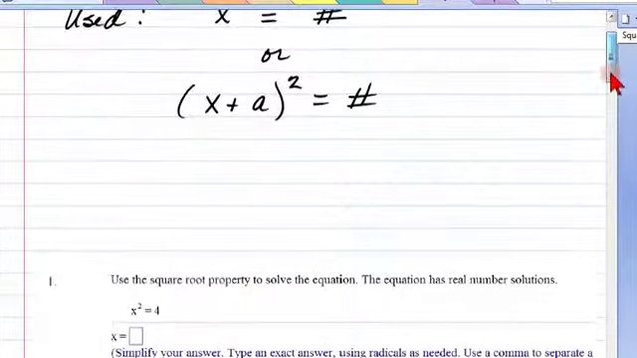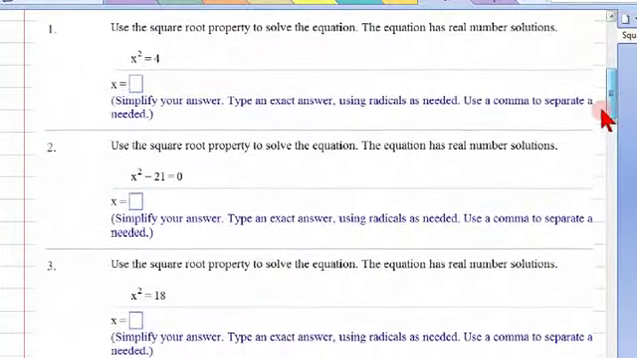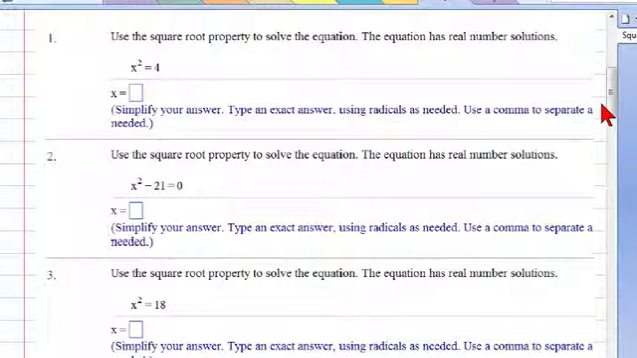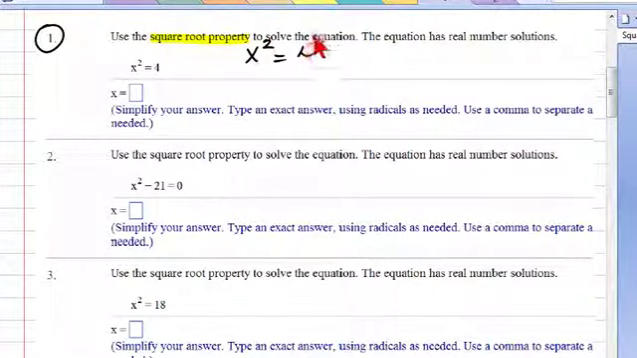Now, in embedding these questions in here, I may have chopped off part of the question, but I'll fill it in. Problem number 1. It says, use the square root property to solve the equation. The equation has real solutions. Before the lesson is over, we may have some that have imaginary solutions, but we visited those numbers yesterday. This particular problem starts out x squared equals 4.